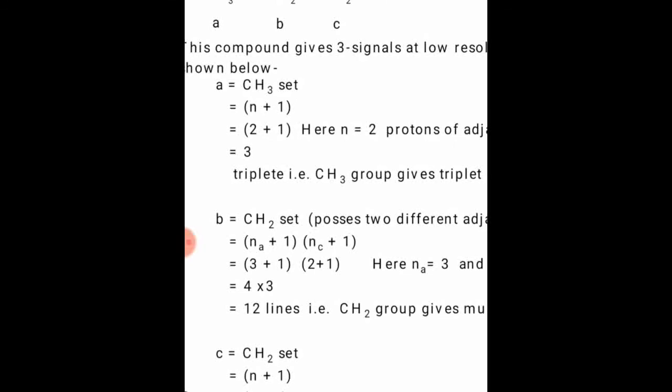The neighboring non-equivalent sets of protons for HB are HA and HC. So (Na + 1)(Nc + 1). The total number of HA protons is 3, plus 1, 4 lines, and the number of HC protons is 2, plus 1, 3 lines. 4 into 3, 12 lines. We get a total of 12 lines or 12 multiplets for the B set of protons. This is the multiplicity of the B set of protons, and again HC gives a triplet.